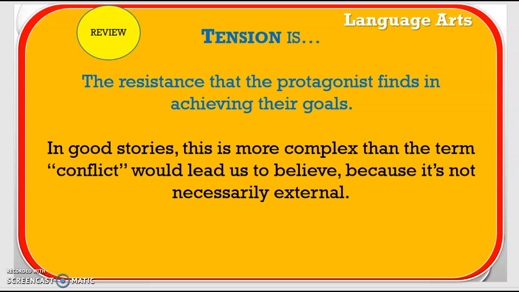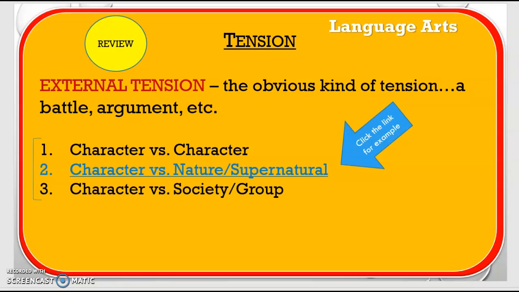So the tension is the resistance that the protagonist finds in achieving their goals. So, in a good story, it's more complex than the term conflict, right? Because it's not necessarily just external. It could be external and internal. There's a dynamic going on. External tensions are the obvious ones: a battle, an argument. It's character versus character, character versus nature or something supernatural, or character versus society in a group.